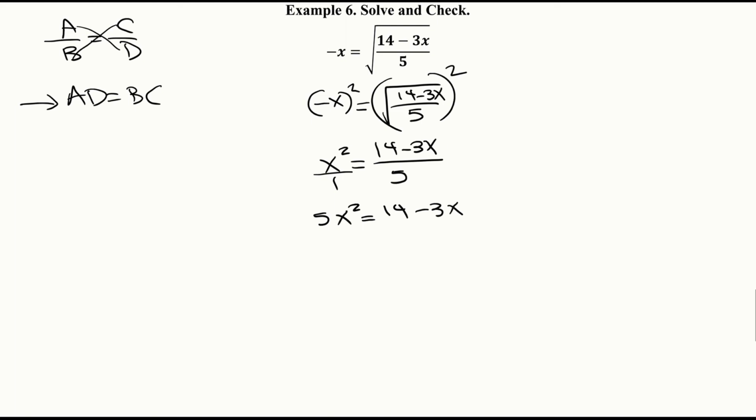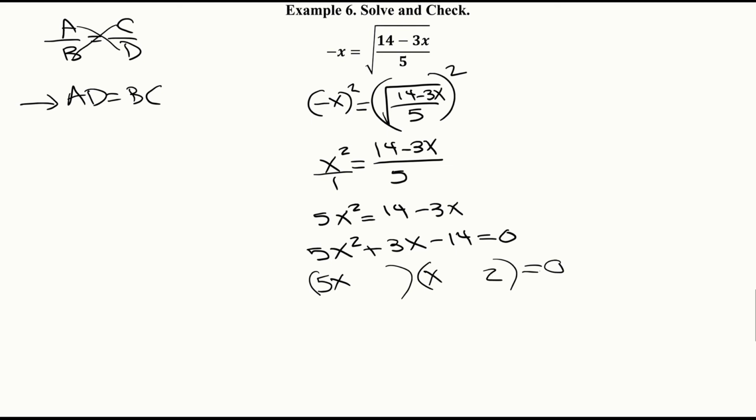So now we'll go ahead and move all terms to the left side. So we get 5x squared plus 3x minus 14 equals 0. Let's go ahead and try to factor this. Since 5 is prime, this shouldn't be too bad. So 5x and x. We want to get 3, so let's try 2 and 7. And we want the 3 to be positive, so we'll make the 7 positive and the 2 negative.